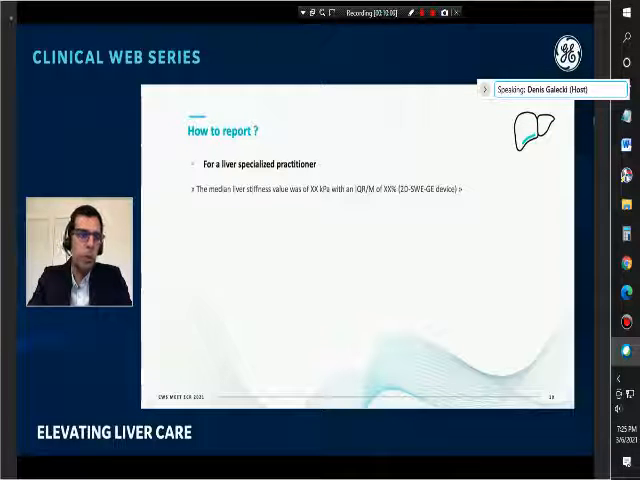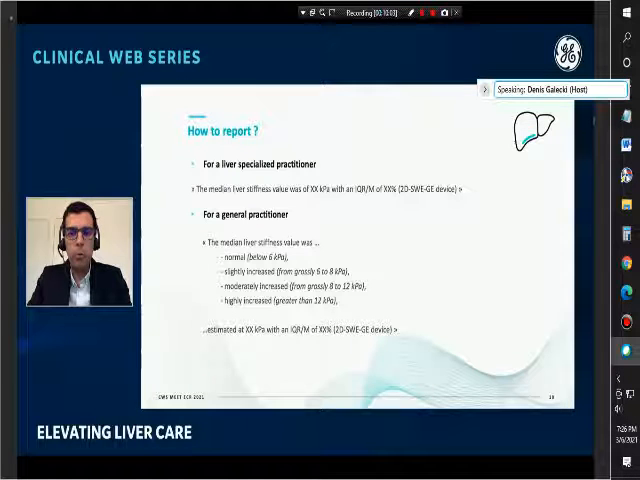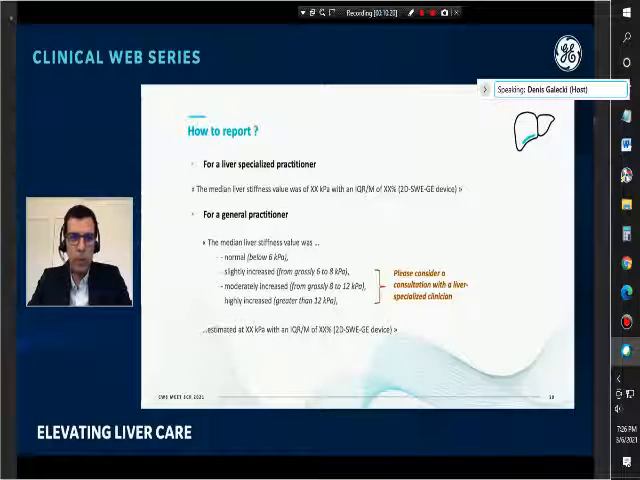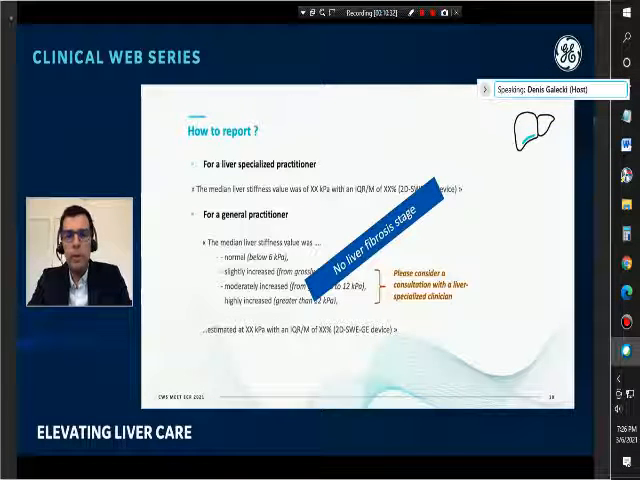The second situation is when the US examination was asked by a non-specialized practitioner. In this case, I just specify if the value is strictly normal or slightly, moderately or highly elevated. And always according to the context, when it is an increased value, we propose a consultation with a liver specialized clinician. You will notice that in any case, we don't give a liver fibrosis stage because this is not the point in clinical practice.